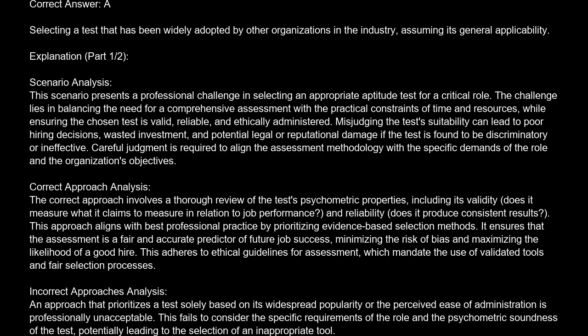Correct approach analysis. The correct approach involves a thorough review of the test's psychometric properties, including its validity. Does it measure what it claims to measure in relation to job performance? And reliability. Does it produce consistent results? This approach aligns with best professional practice by prioritizing evidence-based selection methods. It ensures that the assessment is a fair and accurate predictor of future job success, minimizing the risk of bias and maximizing the likelihood of a good hire.